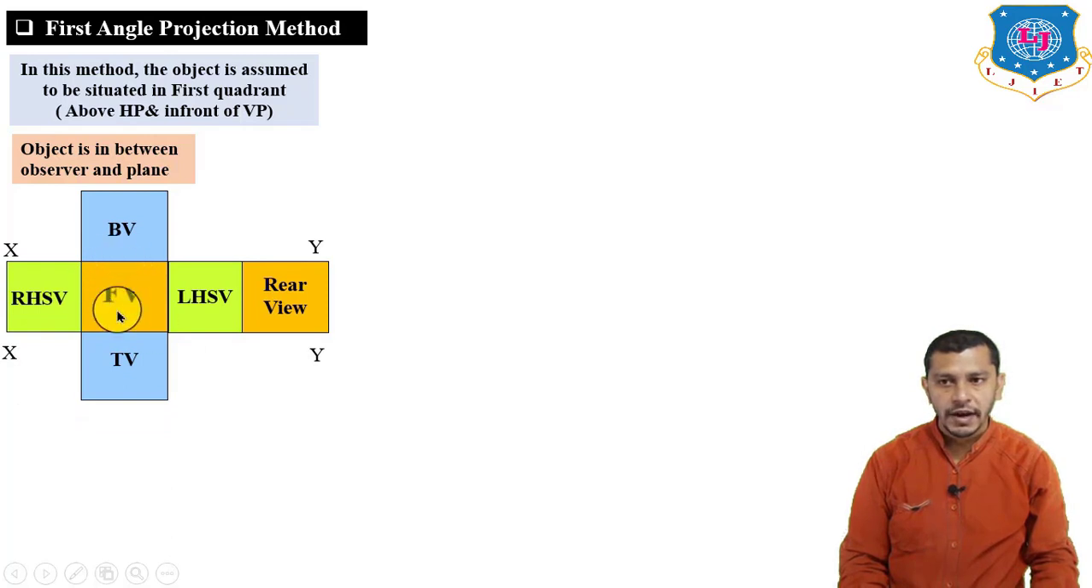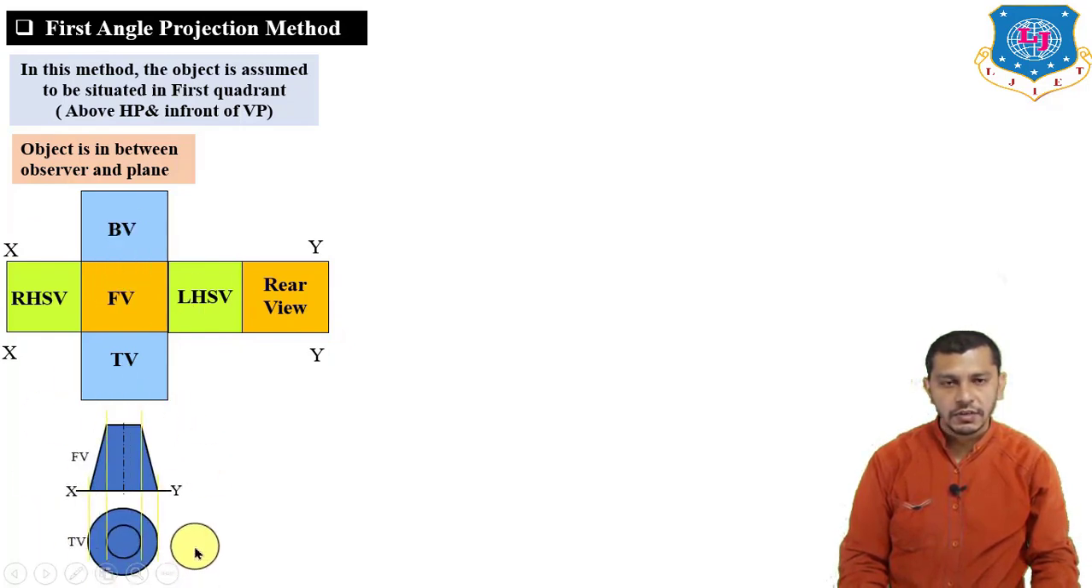That means by taking the front view as a reference view, the top view will be below the front view. The left hand side view of the object will be on the right hand side of the front view. The right hand side view of the object will be on the left hand side of the front view. The bottom view will be above the front view, and we will draw the rear view over here. So these are the positions of different views when we are using the first angle projection method.